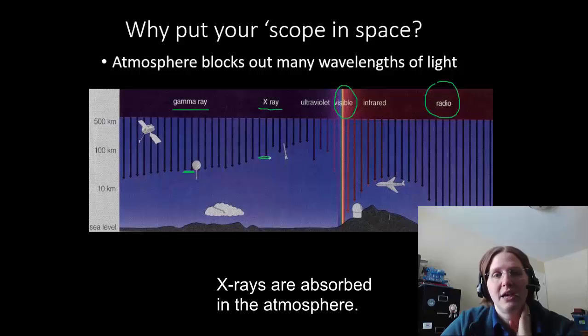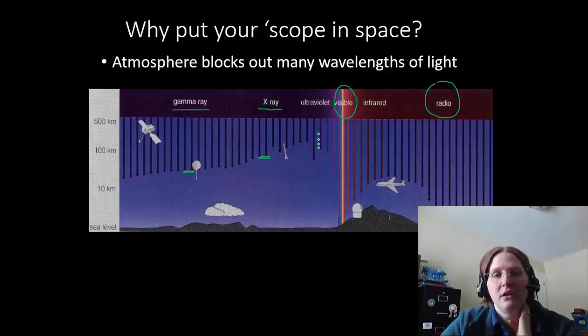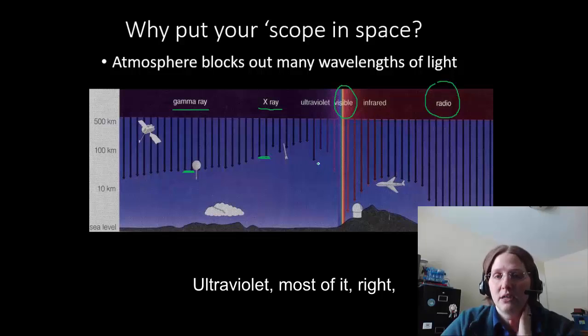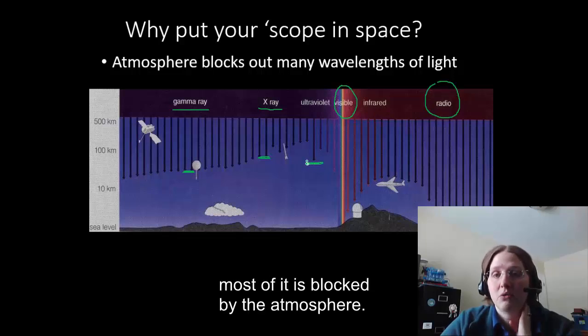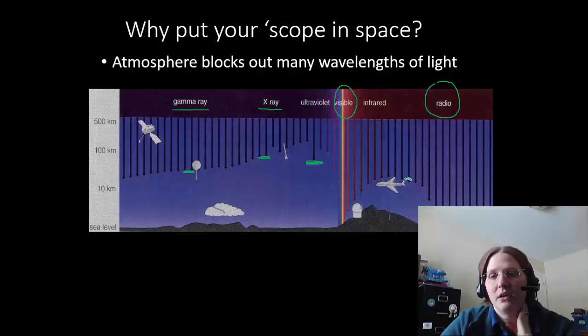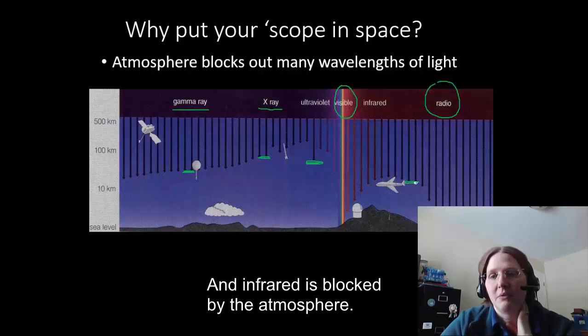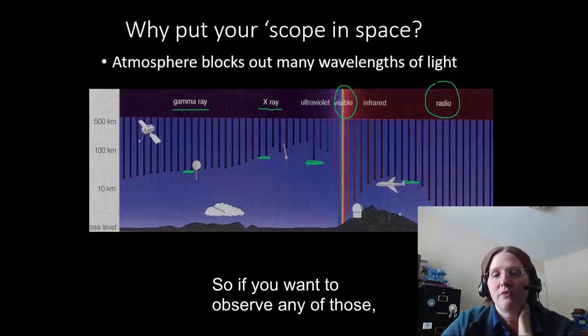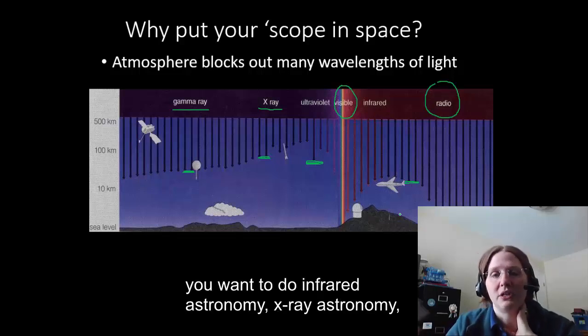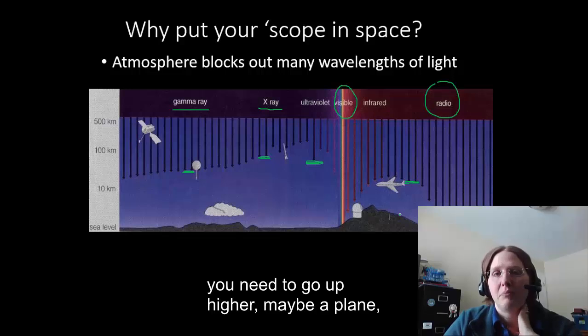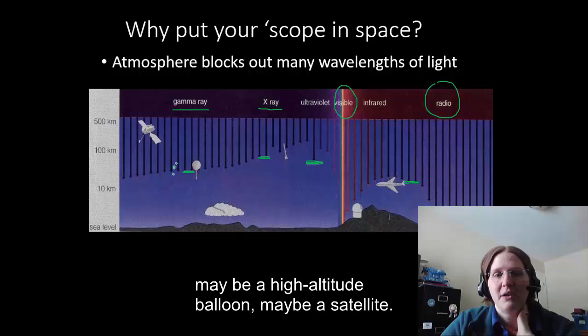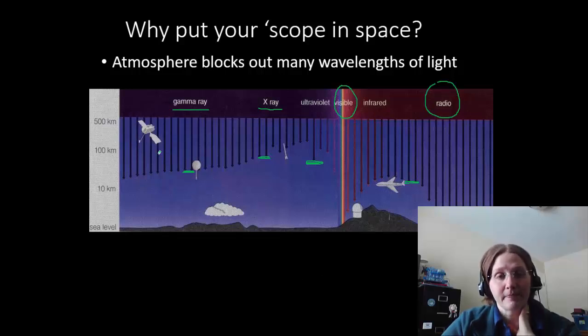X-rays are absorbed in the atmosphere. Ultraviolet, most of it, right? Even though we'll still get sunburns, most of it is blocked by the atmosphere. And infrared is blocked by the atmosphere. So if you want to observe any of those, you want to do infrared astronomy, X-ray astronomy, you need to go up higher. Maybe a plane, maybe a high altitude balloon, maybe a satellite.